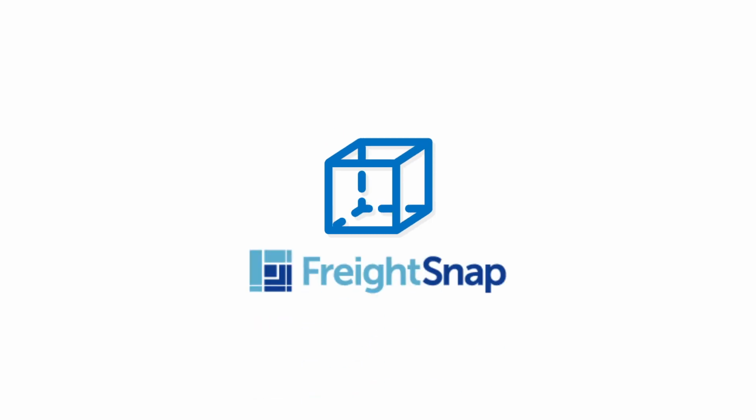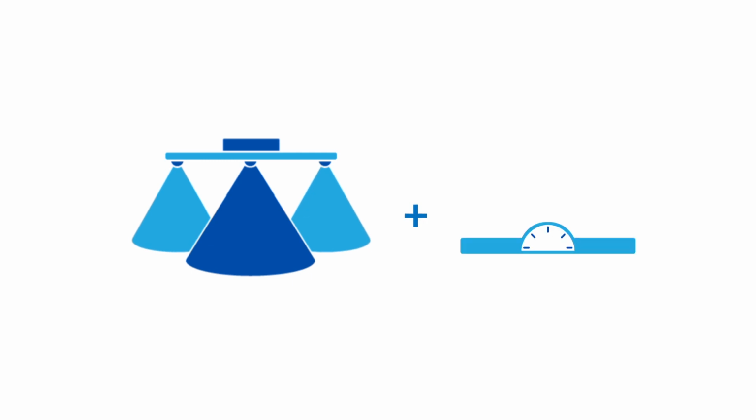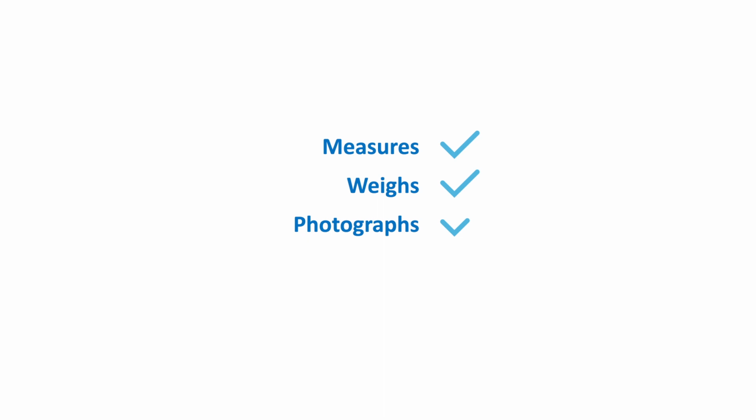With automated dimensioning from FreightSnap, you can overcome these issues in no time. An automatic dimensioner, when paired with a scale, does everything you can do. Measures, weighs, photographs, and catalogs your freight, all in a few seconds.